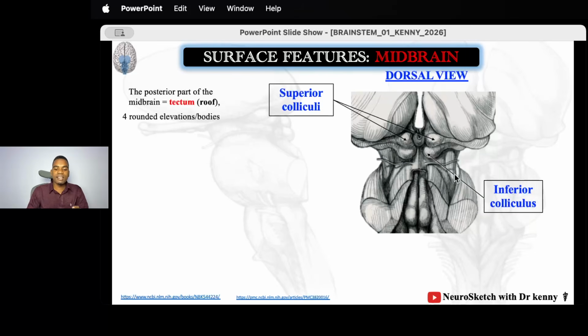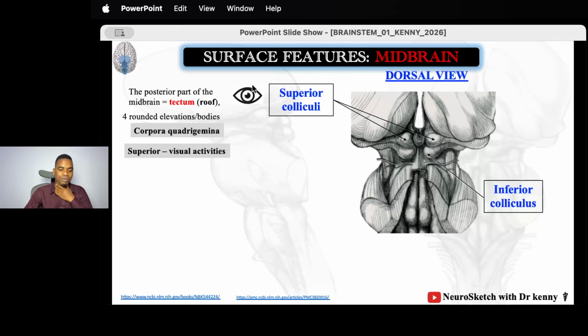And together, because these are 4 rounded elevations, they are called corpora quadrigemina. Corpora for bodies, because it's coming from corpus. Corpus is singular, corpora plural, and quadrigemina means 4. We have 4 bodies, 2 superior, 2 inferior. And the superior colliculus is easy because it deals with visual activities, things like visual spatial attention.